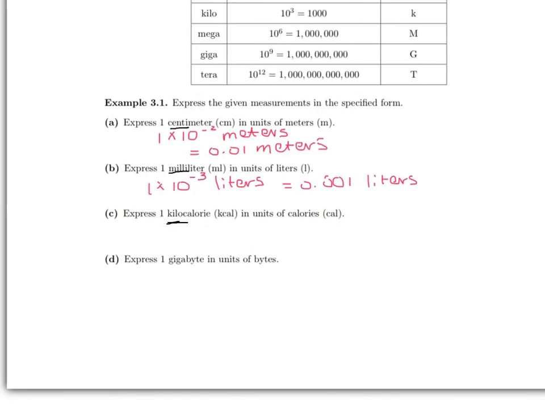So instead of writing 1 kilocalorie, we can say we're going to multiply by 10 cubed calories. So this would be 1,000 calories.